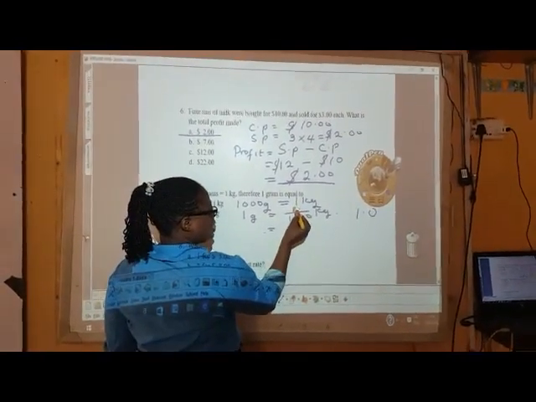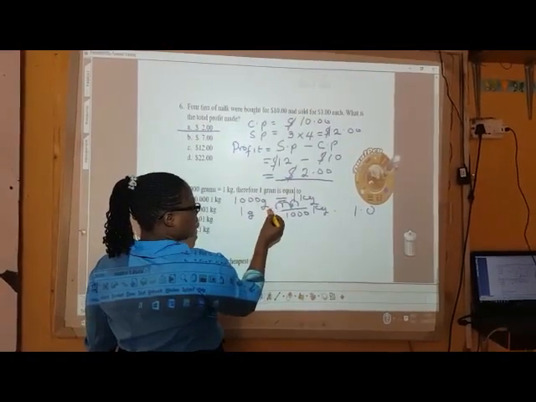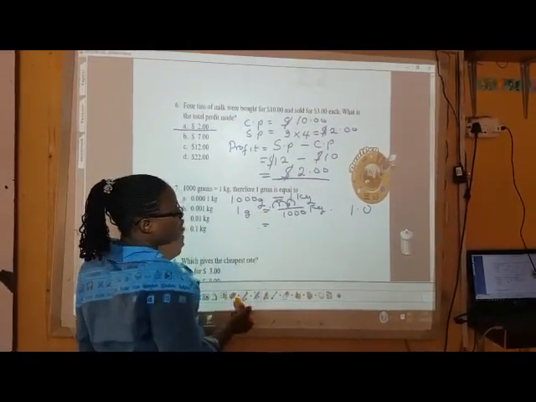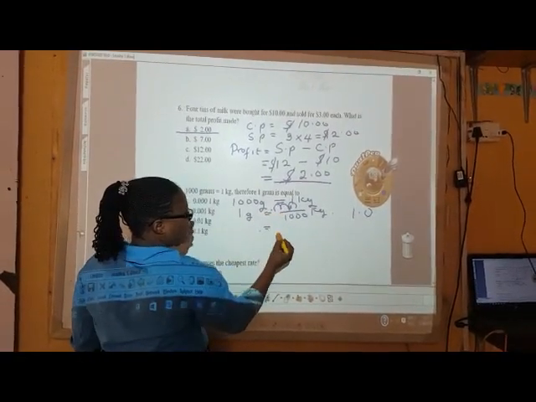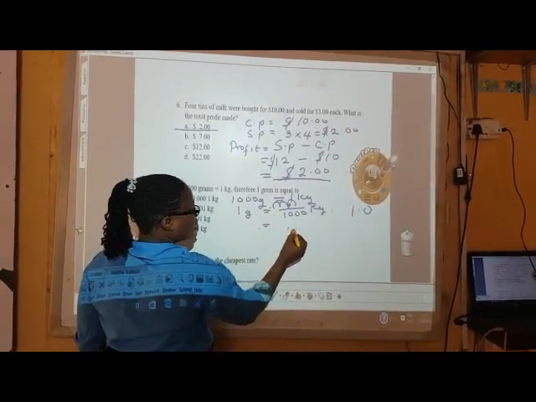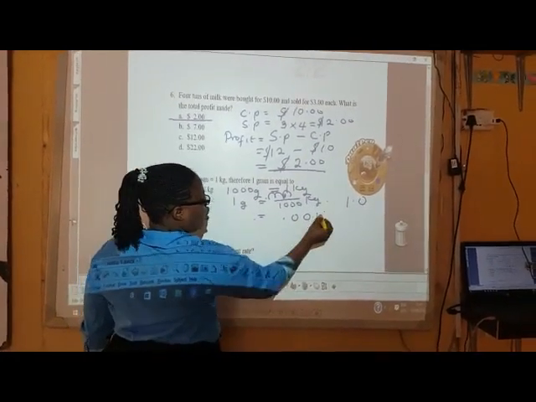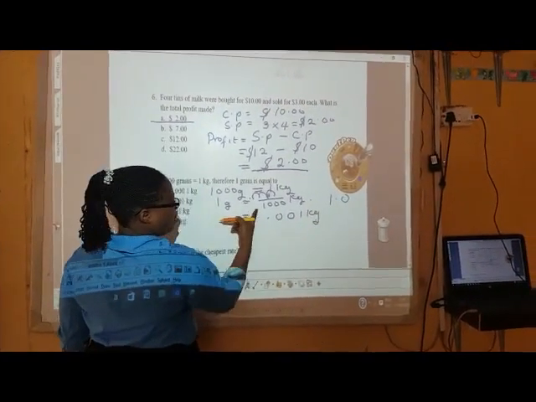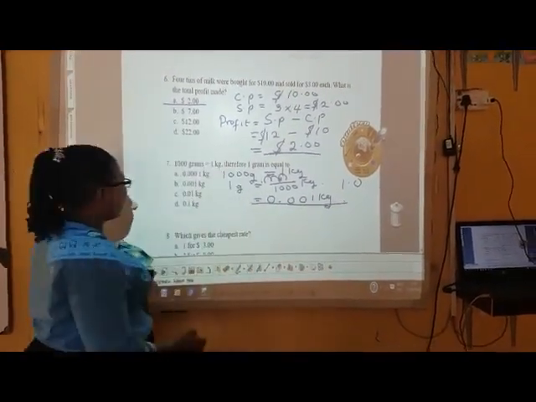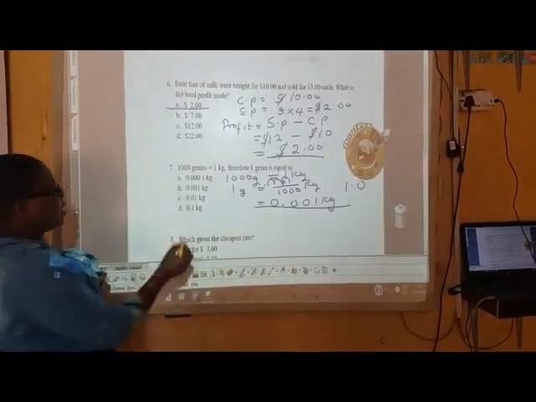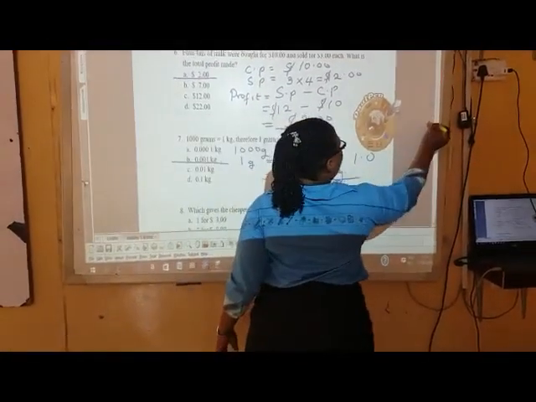So we are counting it now: 1, 2, 3. So that means this is where the point will be. All the places in between, you write 0 inside. So we have 0.001, and here you can put a 0 to make it look neat. Now, our answer here is B. That is 2 kilogram.